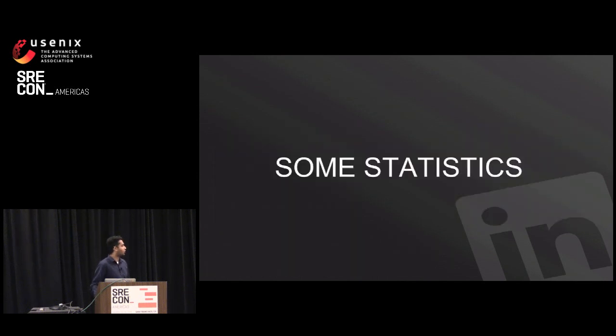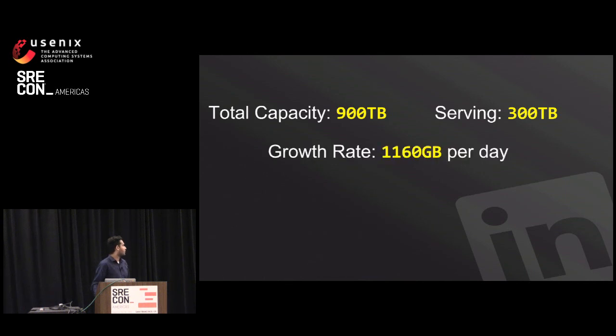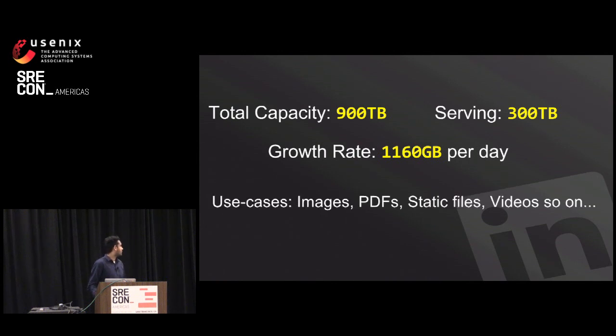So, mentioning some numbers overall, we currently have a capacity of 900 terabytes, of which we are serving 300 terabytes, and we are growing at a rate of 1,100 GB per day. This again fluctuates. We take weekly measurements. And as I said before, we are using Ambry at LinkedIn for images, PDFs, videos, and all sorts of static files.